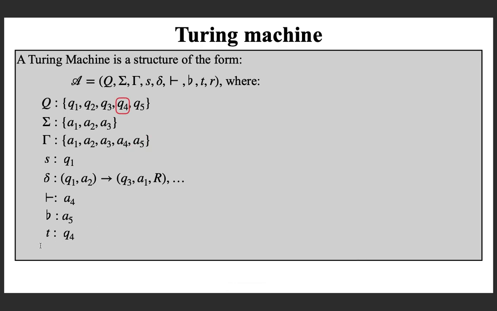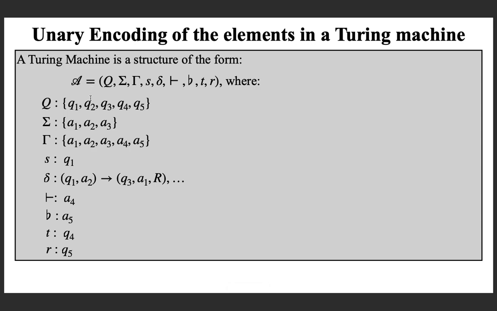Now what is next? Next is the unique accept state, which is a sink state, which must be a state. Similarly, the last component is again a state. So if you have unary encoding for the state set, the input alphabet set, and the tape alphabet set, then you can have an encoding for the Turing machine as a whole. Now you look at the unary encoding for these sets.